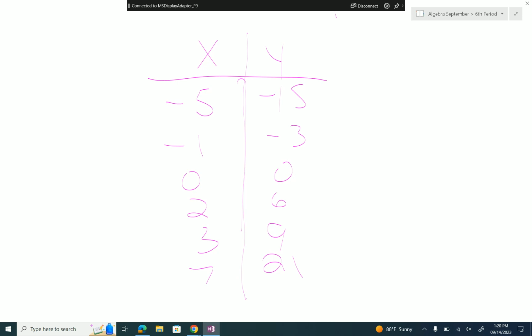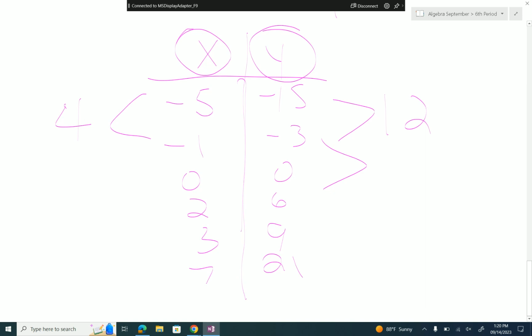So I'm going to look at the change in x and compare it to the change in y. So if I go from -5 to -1, what's the change from -5 to -1? What do you think? 4. Yeah, my change is 4. I add 4. What about if I go from -15 to -3? What did I add to go from -15 to -3? 12. So for here, my change in y was 12. My change in x was 4.